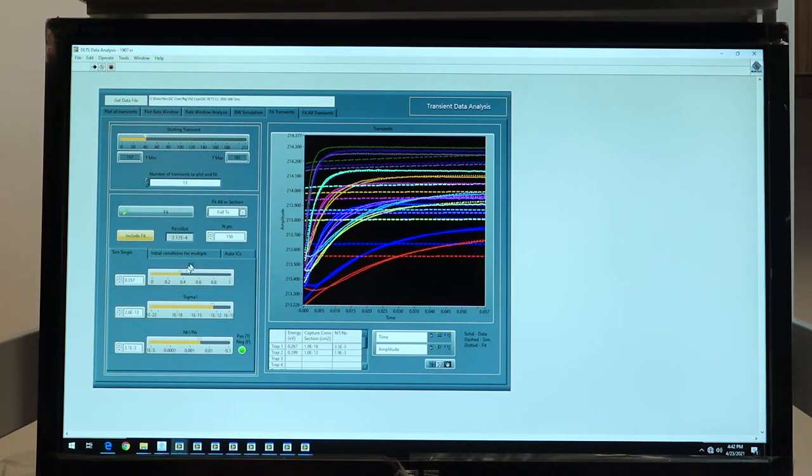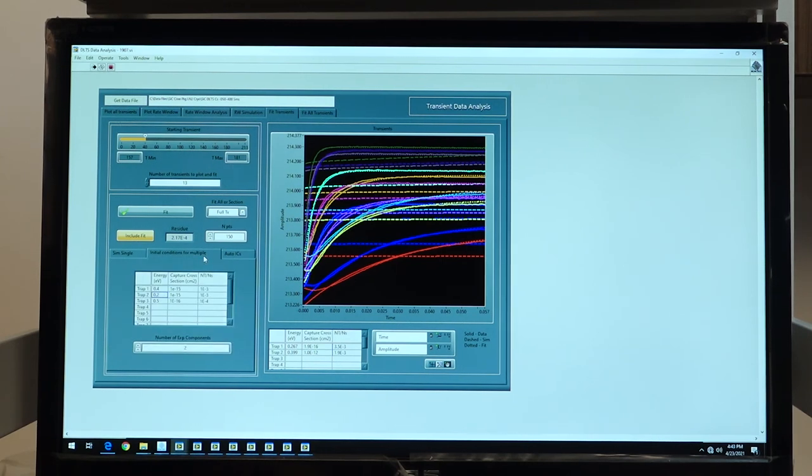For single exponential simulation, we can use multiple parameters such as ET1, which is the energy level of the trap. Sigma1 is the capture cross section. NT by NS is the ratio of traps to the background concentration. We can play with these bars, and we can visually watch how well this simulation data fits. And once we get close to the experimental waveform, we can keep it at those numbers. And then with these numbers, we can define the initial conditions for multiple exponential fit.